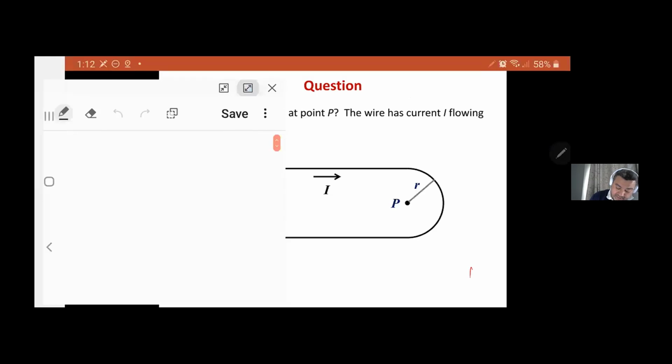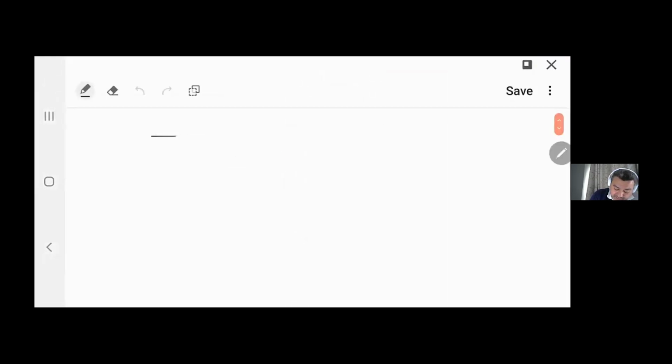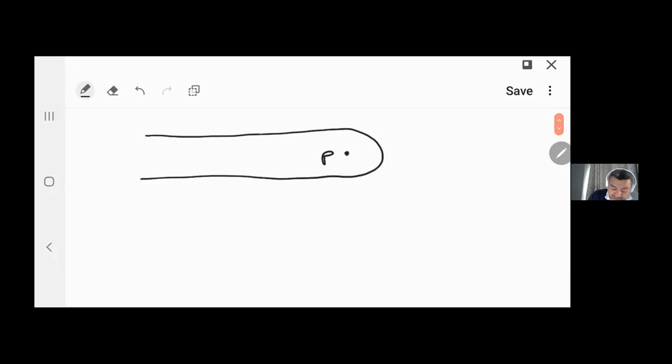If I have that wire, and then I have the point P here, and I have the current I going in this direction, while the distance here is R, and it is the same as the radius of this semicircular shape, and then I have the same also R. Then how can I calculate the magnetic field right at the point P using the superposition?